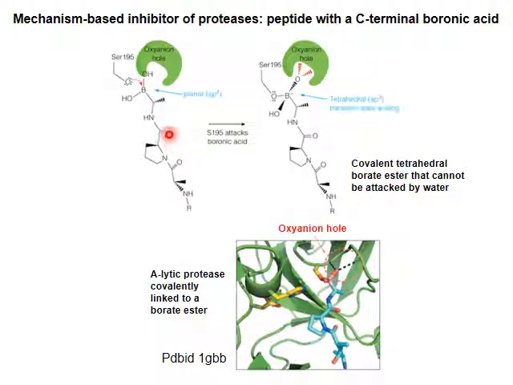We can have it such that when it reacts with the serine hydroxyl and it changes from sp2 to sp3 to bind to the oxyanion hole, this bond here, this borate ester, cannot be attacked by water. So it becomes a covalently linked enzyme that no longer can lose this molecule that was attached to it.